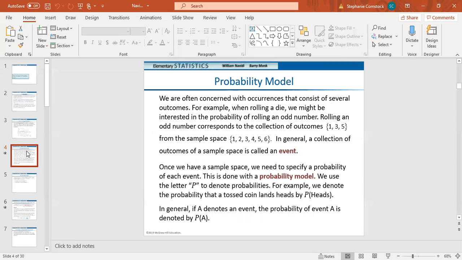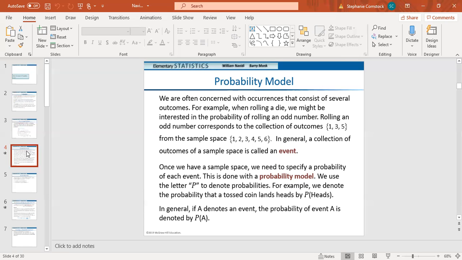So it could be roll an odd number, which would be 1, 3, 5, or roll an even number, 2, 4, 6. Roll a number less than 4, 1, 2, 3. So we have also what's called a probability model. Generally we use a table for this, and we will list our sample space items on the left-hand side, and then we list their probability on the right-hand side, okay?